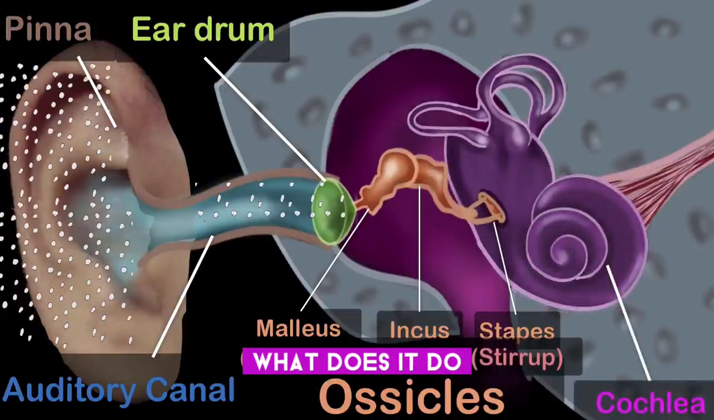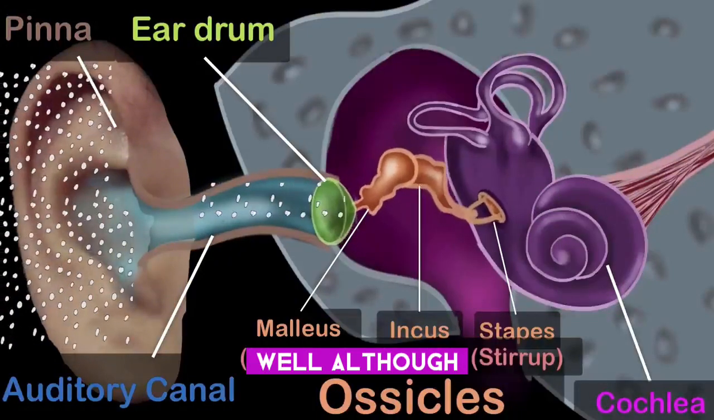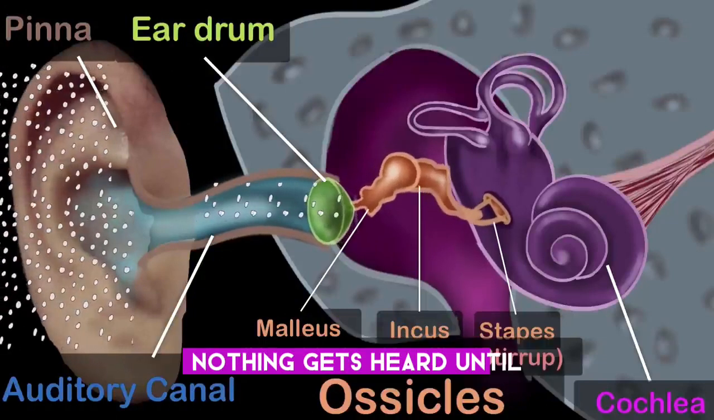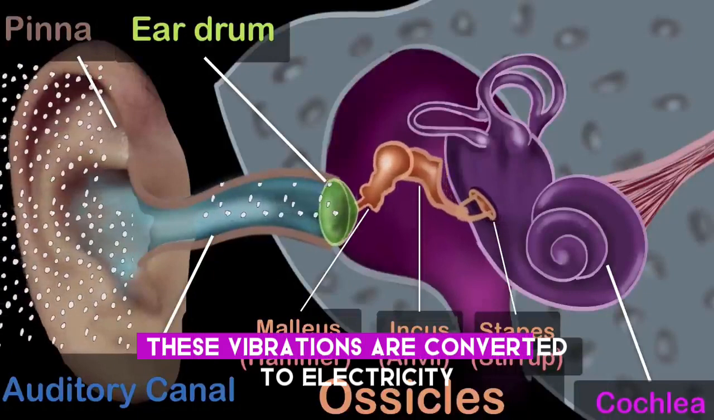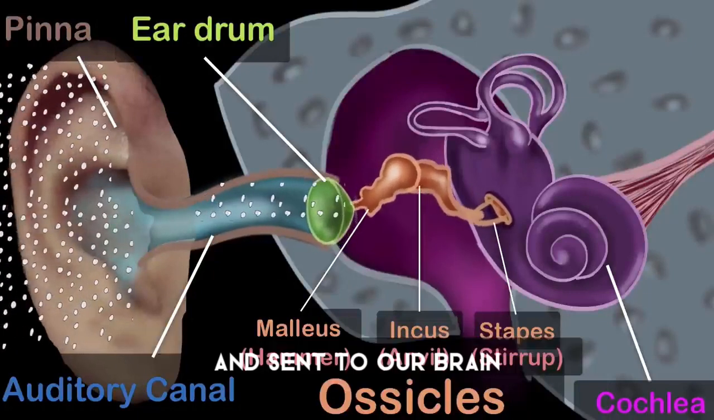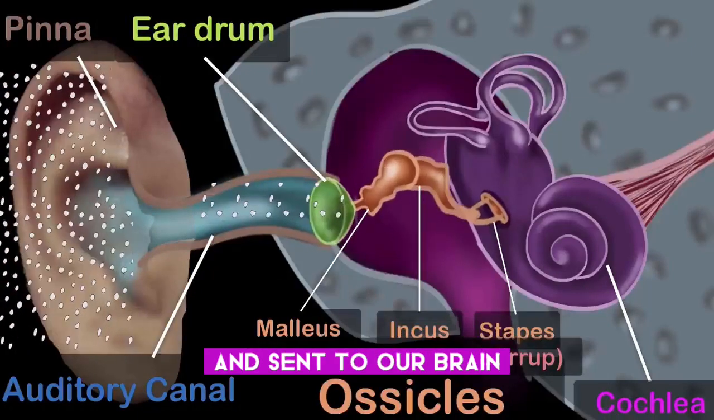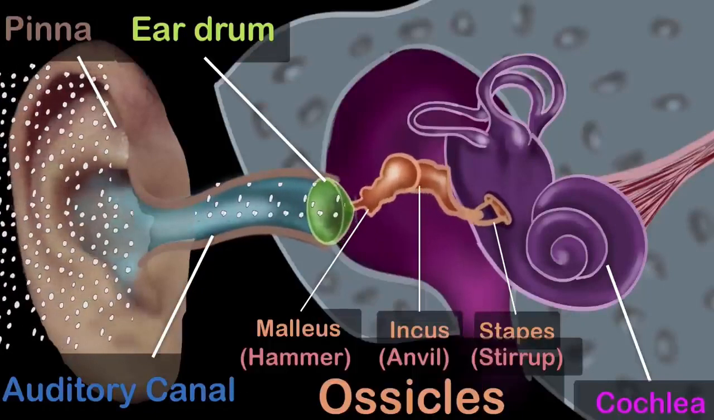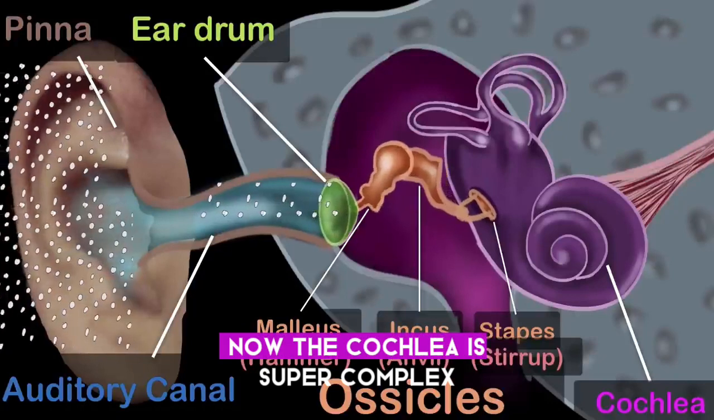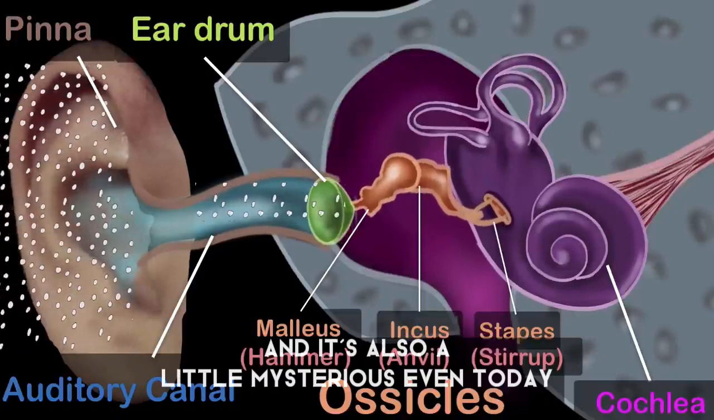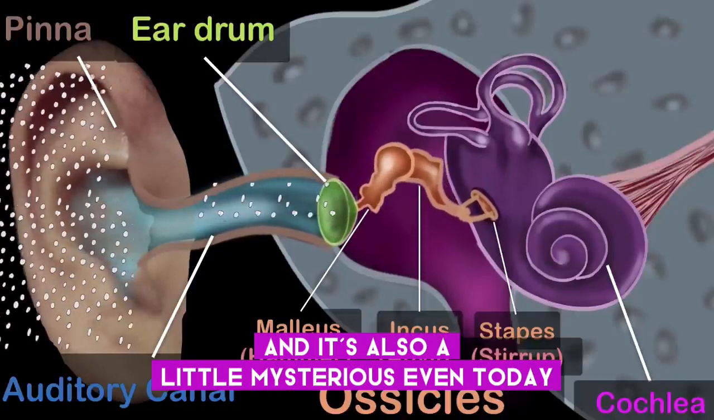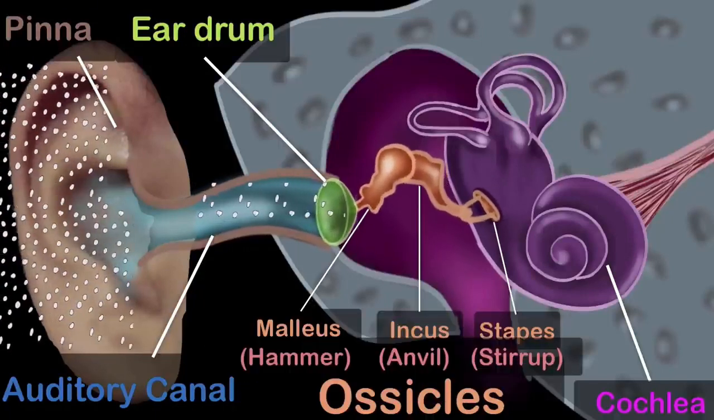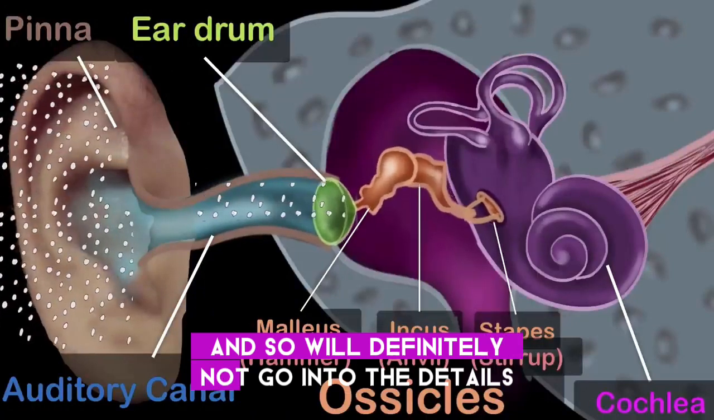What does it do? Well, although these bones have already started dancing to the music, nothing gets heard until these vibrations are converted to electricity and sent to our brain. And that's exactly what the cochlea does. Now, the cochlea is super complex, and it's also a little mysterious. Even today, there are certain things about it we just don't know. And so we'll definitely not go into the details.